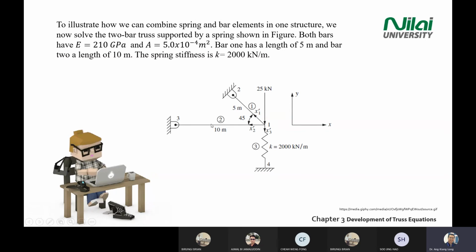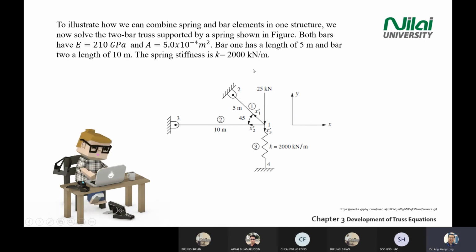Let me know if you're not able to see my PowerPoint slides. If you look at the example on the screen, we have 3 elements. Element 1 is connecting point 1 and point 2. Element 2 connecting point 1 and point 3. Element 3 is connecting point 1 and point 4. This is an example where chapter 2 is combined with chapter 3, where you're seeing a spring structure and a bar truss structure.